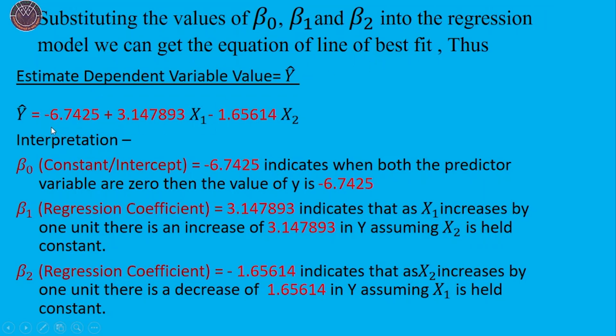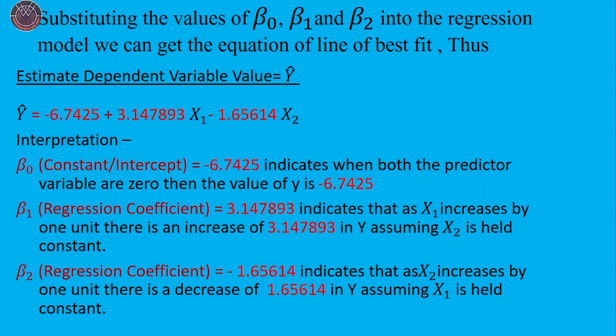I hope you can recall our equation: data is equal to line of fit plus residual. So this is the equation of line of fit from which we can estimate the dependent variable y cap, which is equal to minus 6.7425 plus 3.147893 x1 minus 1.65614 x2. So what is the interpretation of all these terms?